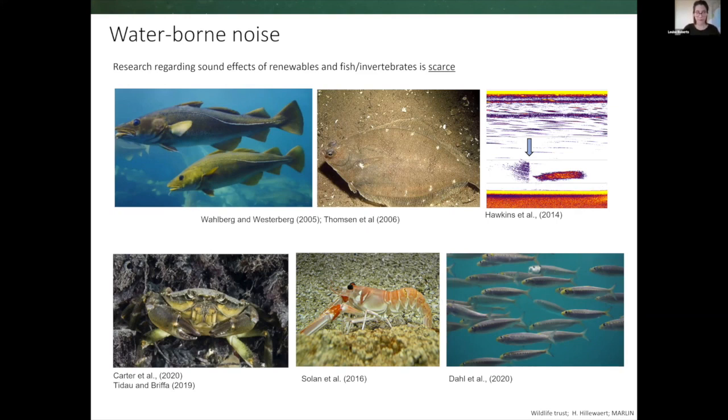But when we're thinking about invertebrates, there are similarly no results available for invertebrates and renewables specifically. What we do have, I've just cited a few recent studies undertaken in laboratory tanks exposing invertebrates to continuous and impulsive sounds. And we've seen here changes in behavior, changes in bioirrigation behavior and reduced locomotion.